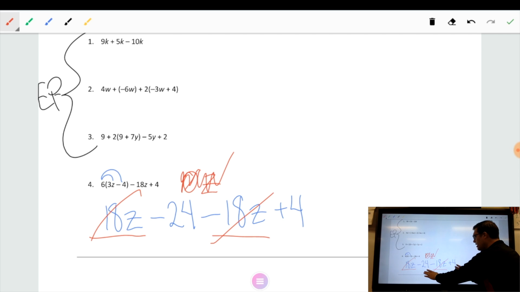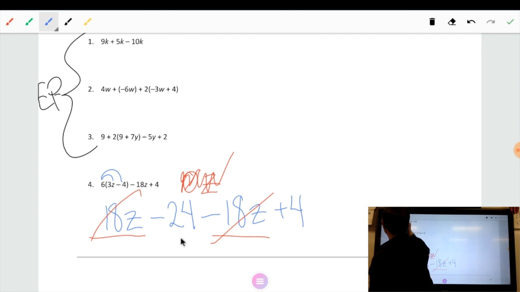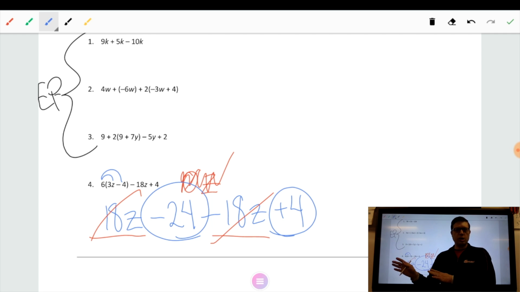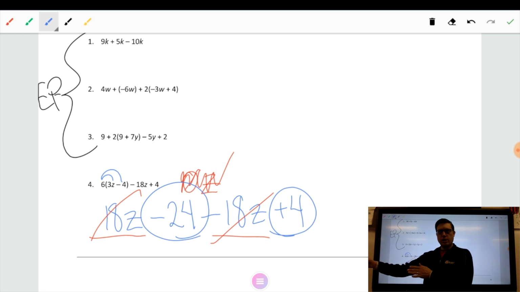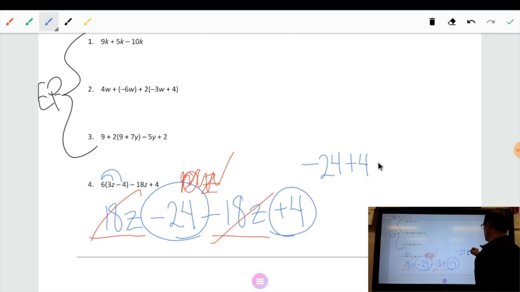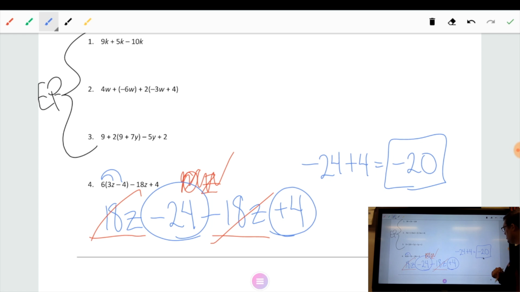Okay, negative 24 plus 4. So this is the other two things. Negative 24 plus 4. That is, go to the number line to the left to negative 24, and then walk it back 4 spaces. You're winding up with negative 20. So therefore, the answer to number 4, everything that simplifies out, negative 20. Box it. Okay. Go ahead and finish the combine like terms assignments.